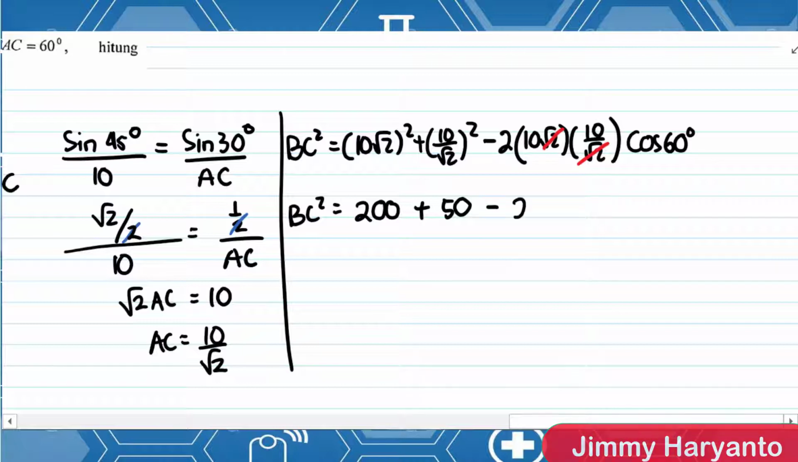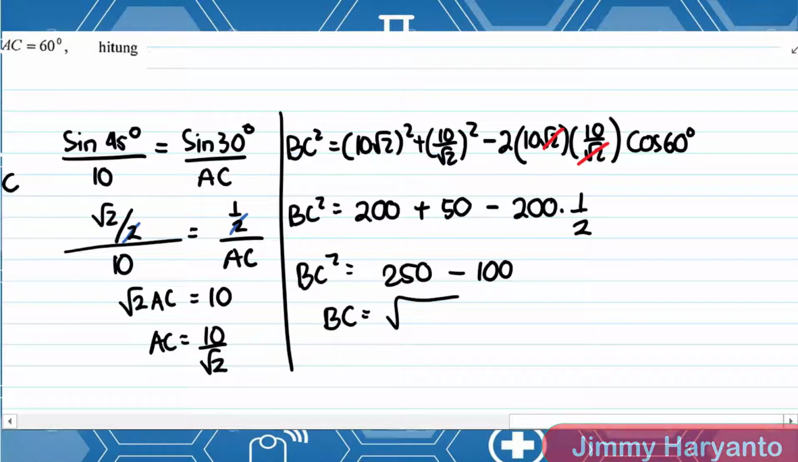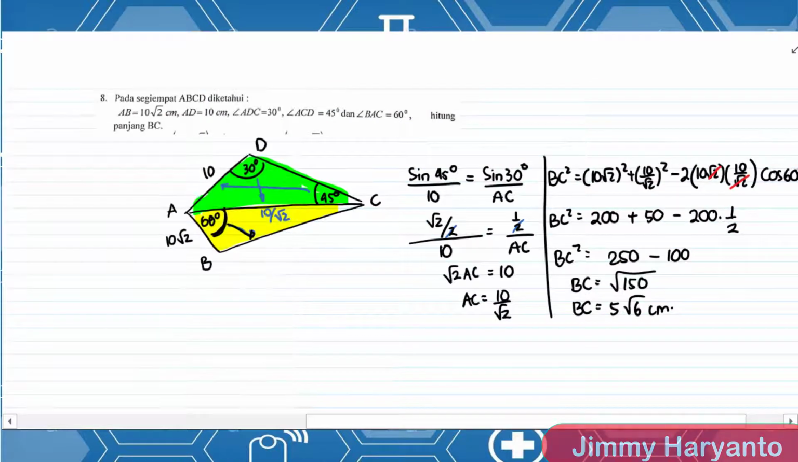cross out 200, times cos 60, cos 60 is half. So BC squared equals to 250 minus 100. So BC will be square root of 150. So BC will be 5 square root of 6. 5 square root of 6 centimeters is the answer.